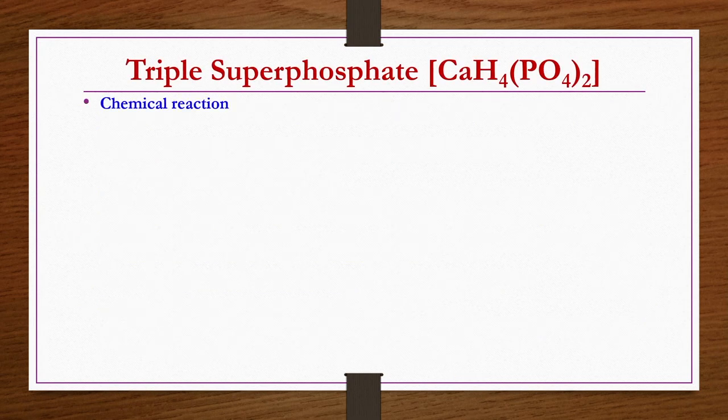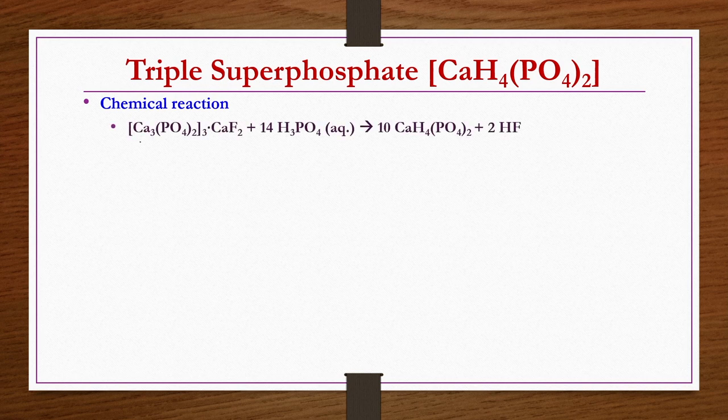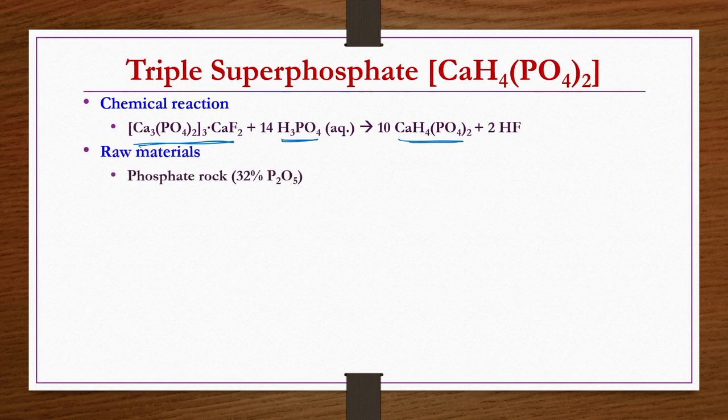Here also the reaction is similar, the only thing is that whatever fluorapatite mineral of the phosphate rock is there is reacting with the phosphoric acid rather than sulfuric acid. When this fluorapatite reacts with phosphoric acid, it gives triple superphosphate. Raw materials: phosphate rock with 32% P2O5 and phosphoric acid with 56% P2O5 are required.